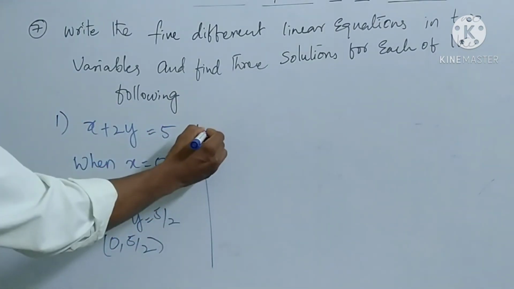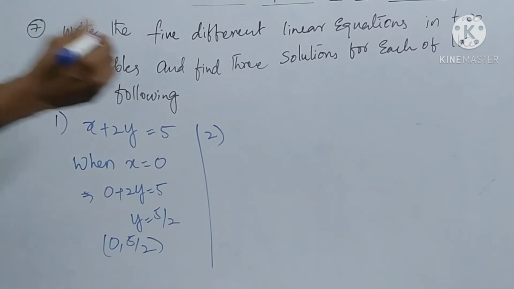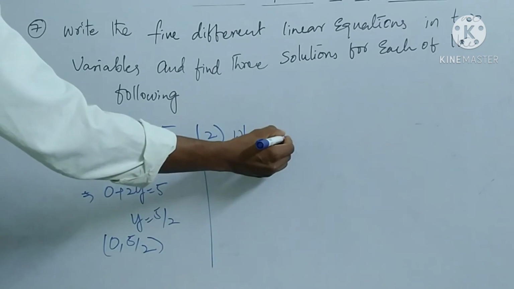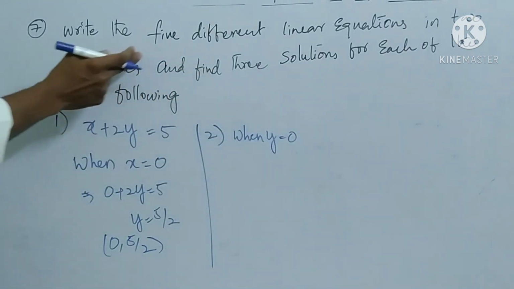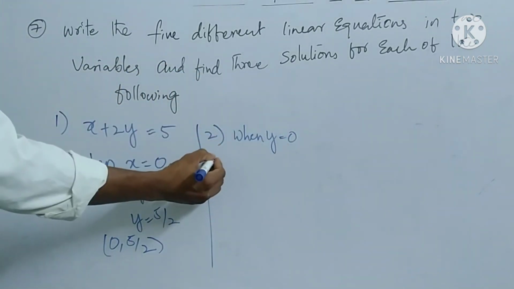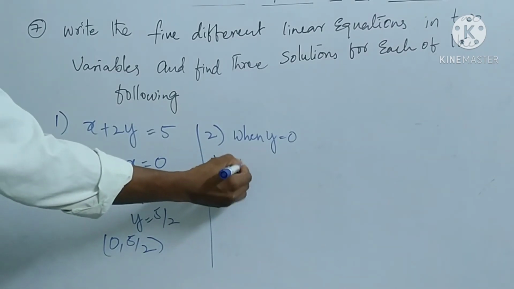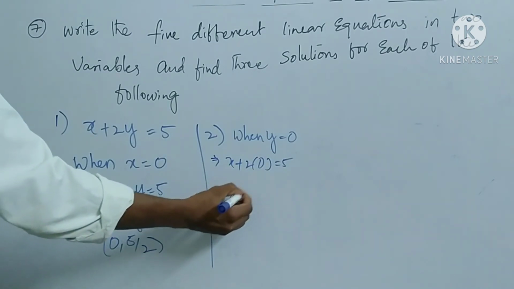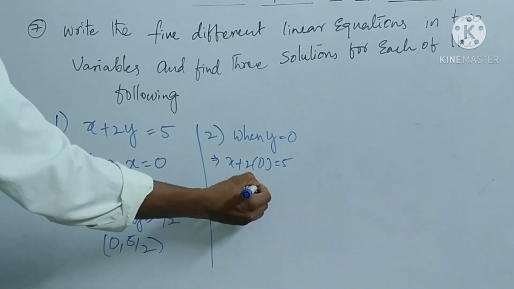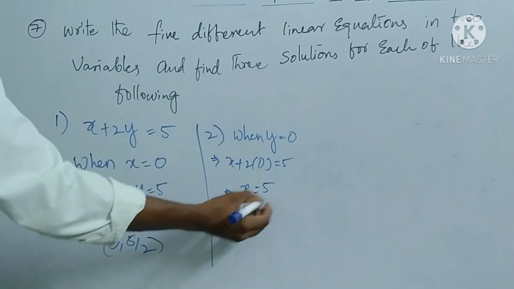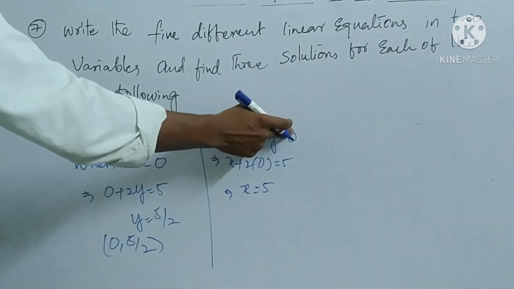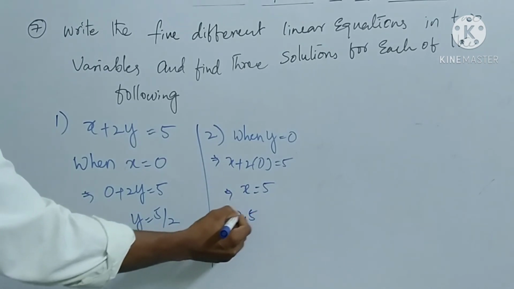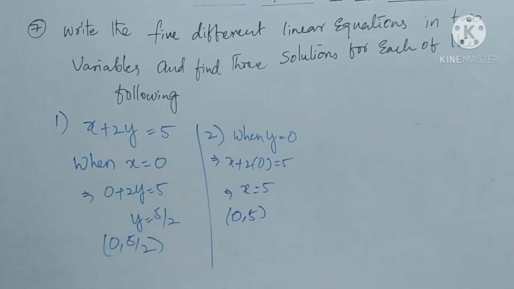Similarly, second one, when y is equal to 0, substitute y is equal to 0 instead of y. So x plus 2 into 0 is equal to 5. So that is x plus 0 is equal to 5. So here when y is equal to 0, what is the x value? It is 5. So a solution of the given linear equation is (5, 0).